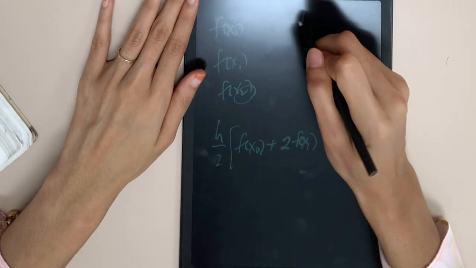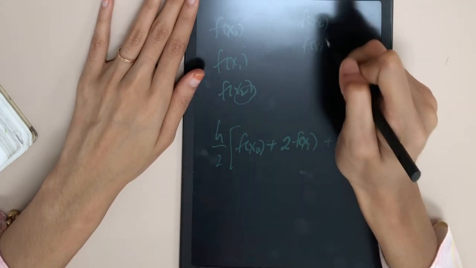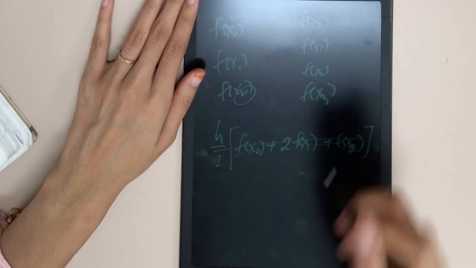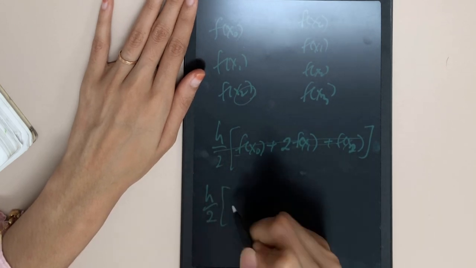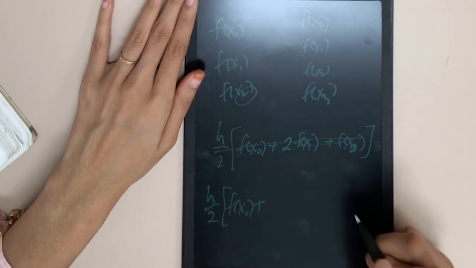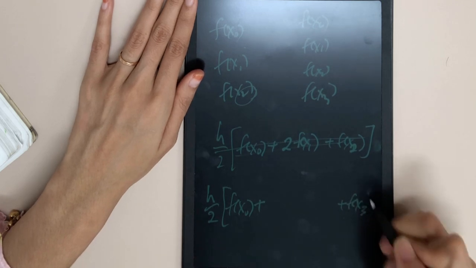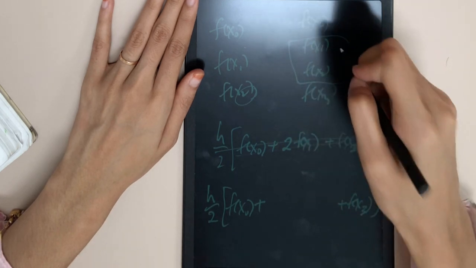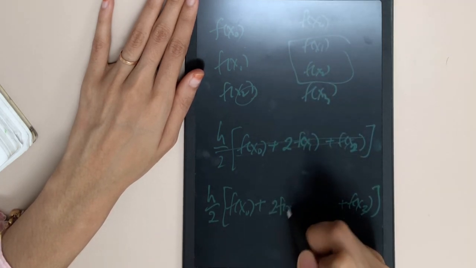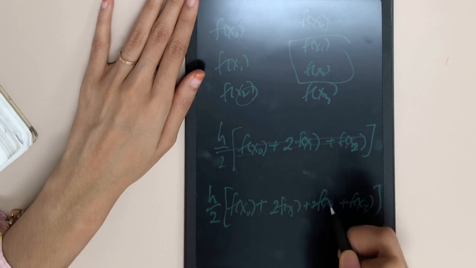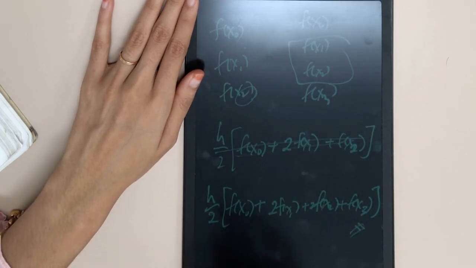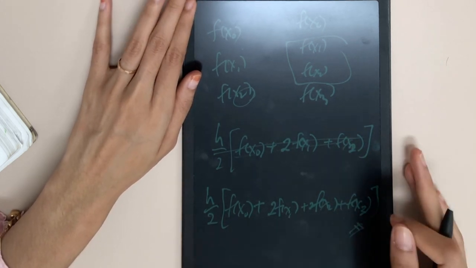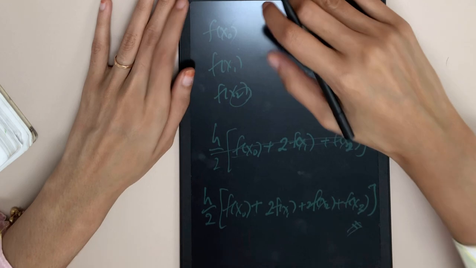Let's say if you have 4 data, up to f(x3), the equation would be h over 2 f(x0) plus, and in the end f(x3). And then what's in between? In between you will have f(x1) and f(x2), so 2f(x1) plus 2f(x2). So this is the formula for trapezoidal. Okay, so I will show you an example.